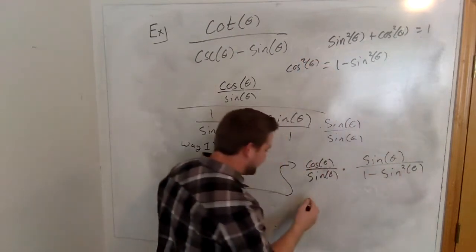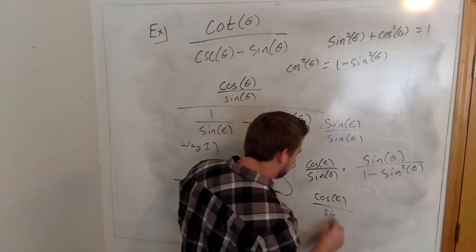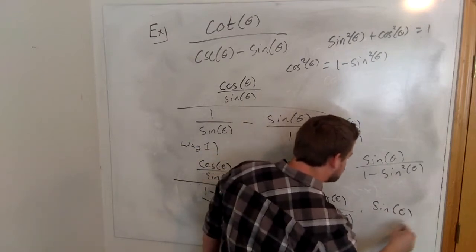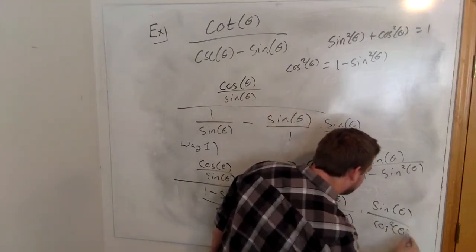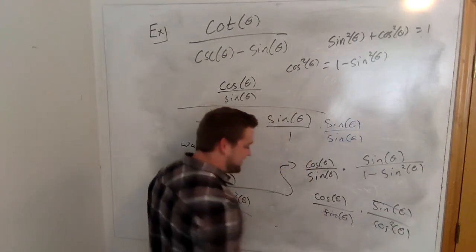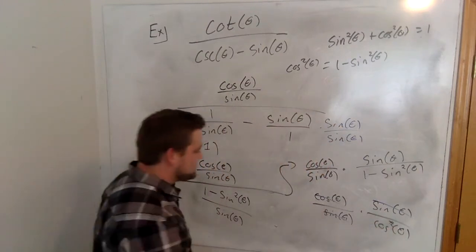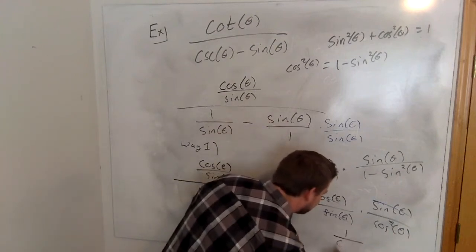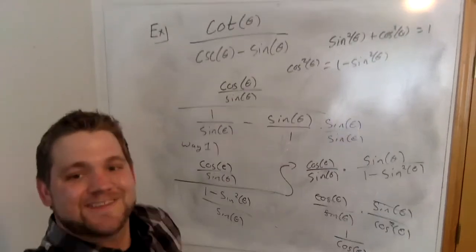How fun. So here we have cosine of theta all over sine of theta times, we got that sine of theta over here. 1 minus sine squared is the same thing as cosine squared of theta. Now, all this canceling is going to happen. This sine cancels with this sine. This copy of cosine cancels with one copy in the bottom. So what we're left with is still a 1 over cosine of theta.